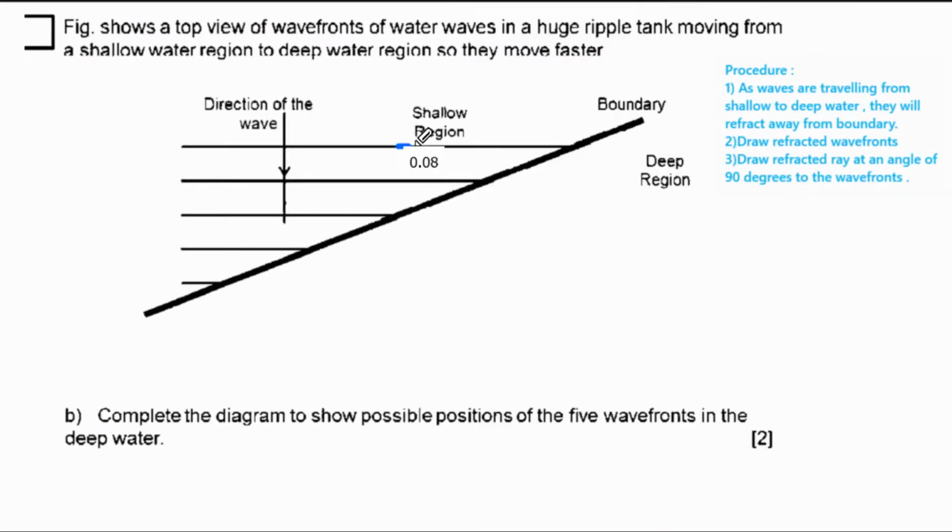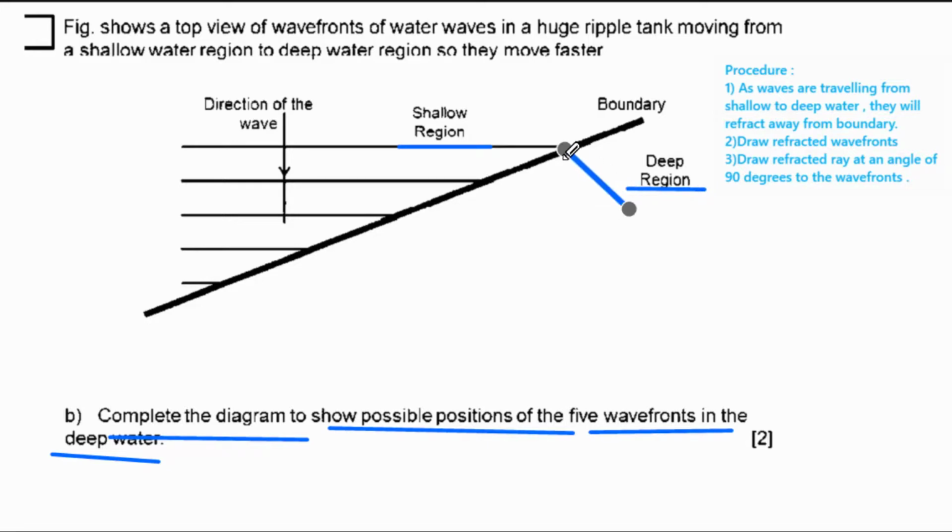In this question, waves are coming from the shallow region and they're moving towards the deep region. For this question, we need to complete the diagram to show possible positions of the 5 wavefronts in deep water. Now we need to understand waves are coming from optically denser medium to optically less dense medium. So they will bend away from normal, or you can say they will refract away from the surface. Only this point we have to keep in mind, and we can draw refracted wavefronts.